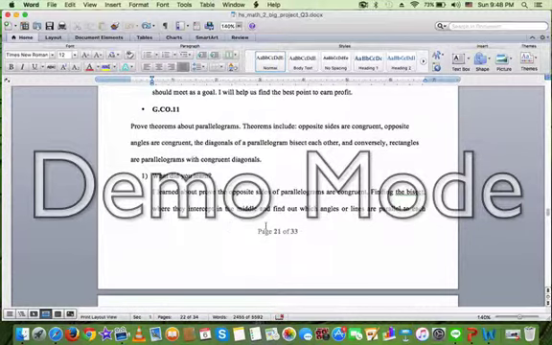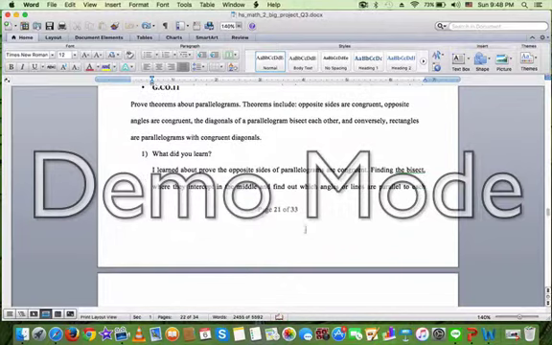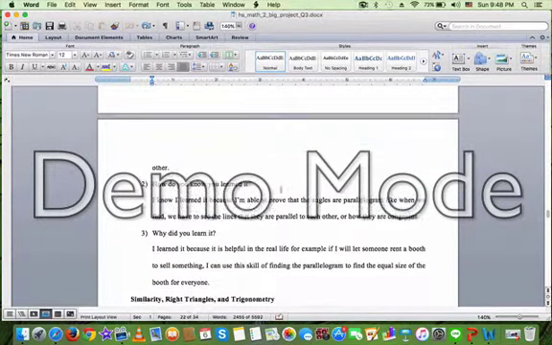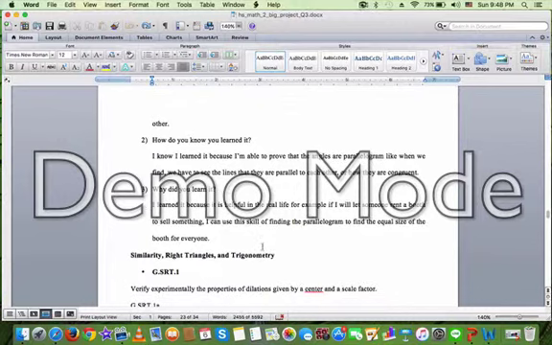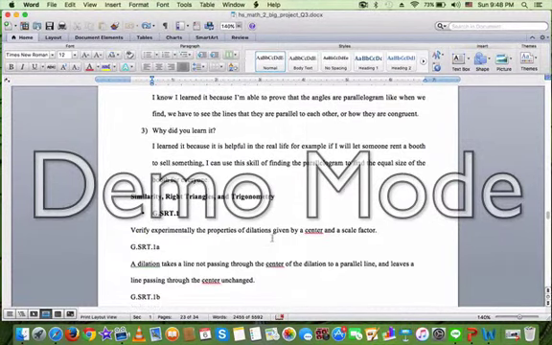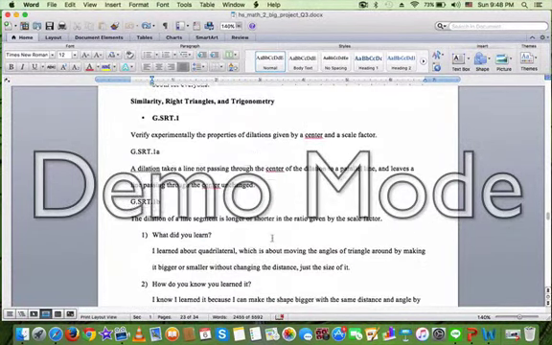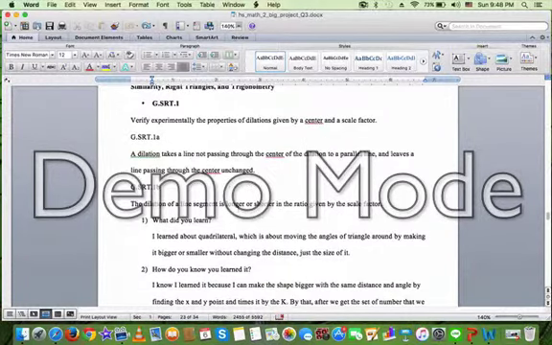And TCO 11 is about proofs about parallelograms. So to prove that the opposite sides of parallelograms are congruent, and finding whether the diagonals bisect each other, and we can use it in real life. For example, if we want someone to rent a booth to sell something, we can use this skill to find the parallelogram to give the equal size of booth for everyone.